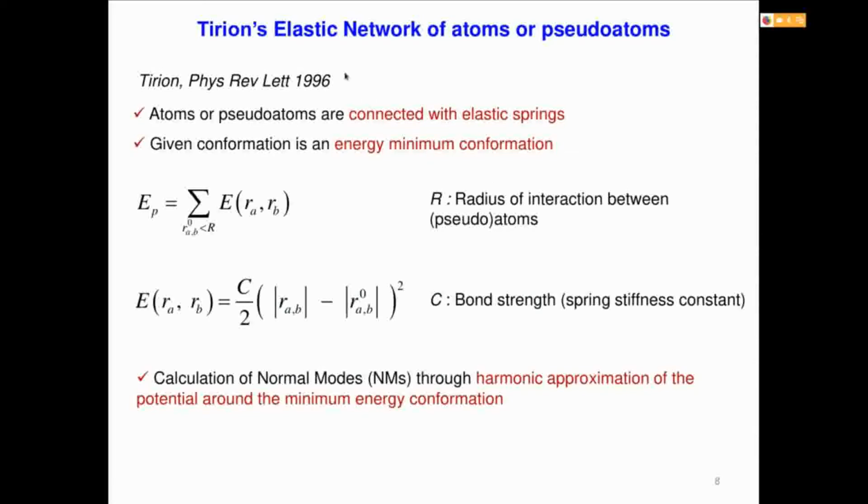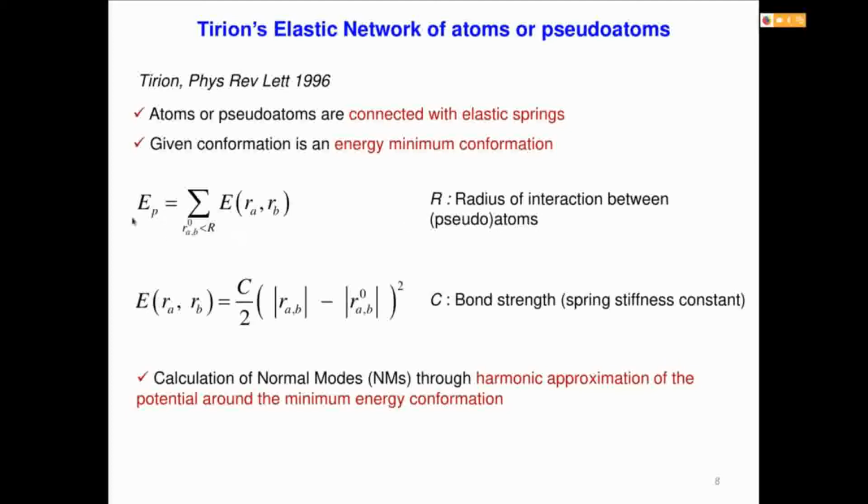To calculate the normal modes, we use Tirion's elastic network model, in which atoms or pseudoatoms are connected with elastic springs, but only those atoms or pseudoatoms that are close to each other. And how close they can be in order to be connected is defined by a parameter that we call radius of interaction between the pseudoatoms or atoms, or interaction cutoff radius.